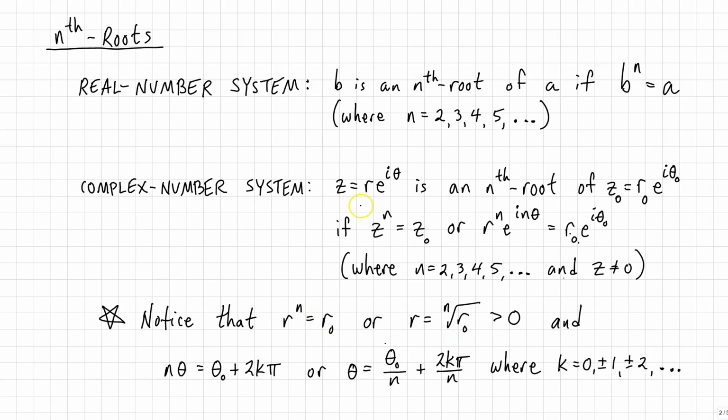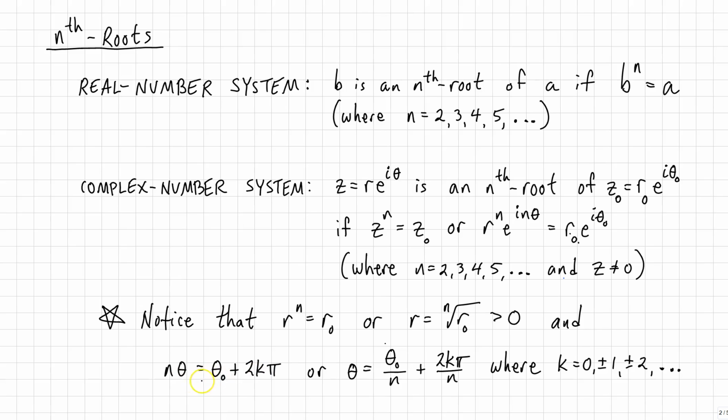It's positive because, remember, r is the modulus, so it's the distance from 0, and distance is positive. Also notice that n theta would equal theta naught. But you can add 2k pi to that and get yet another angle that has that same terminal side. So n theta could be theta naught plus 2k pi, where k is any integer.